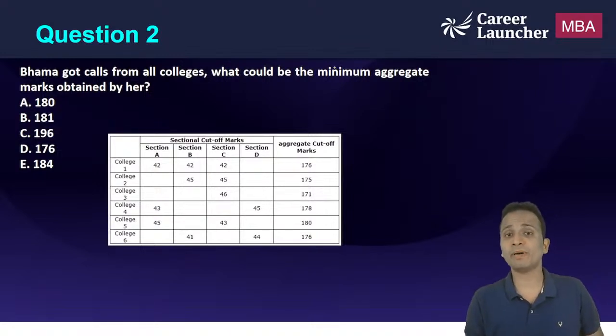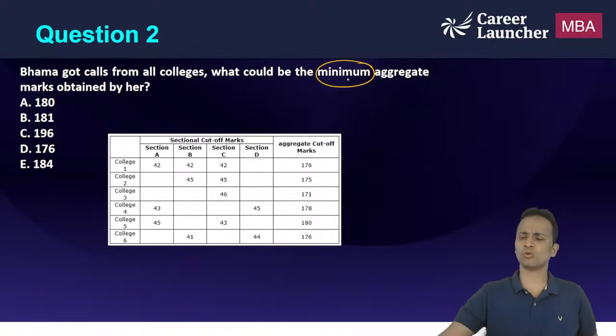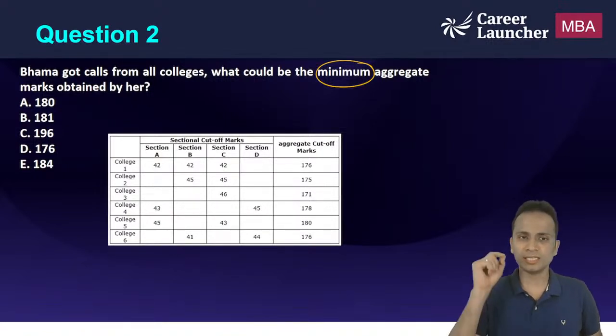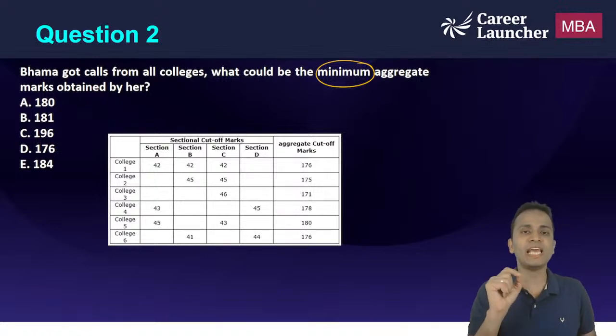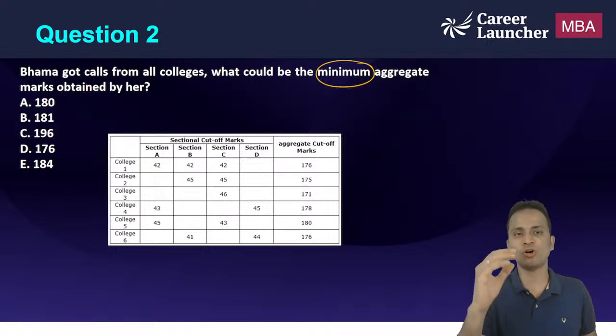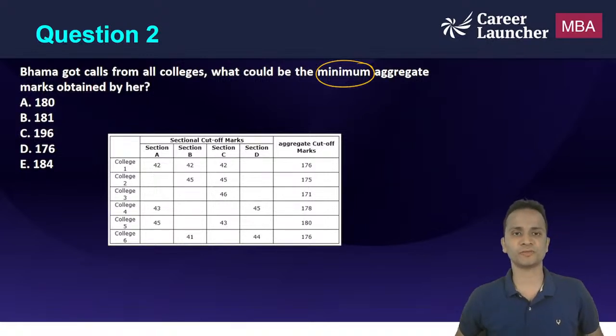We have to minimize the aggregate score. So calls लाने के लिए तो मैं सब में 50, 50, 50, 50 score कर सकता हूँ. But I have to find out the minimum score in every section that will clear the sectional cutoff of all these sections for all the colleges.